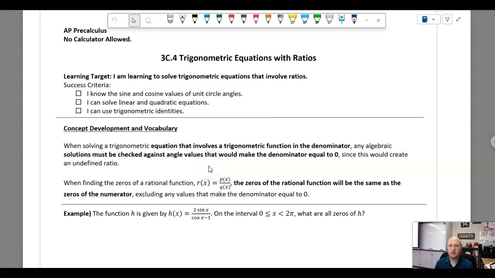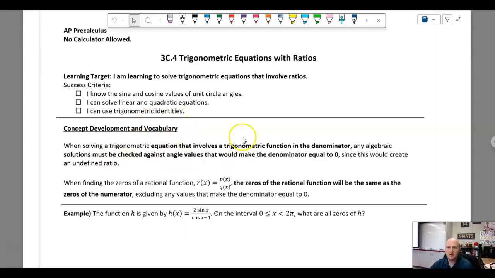We are going to solve some trigonometric equations that appear in ratios or rational expressions with trigonometric equations. So we're going to go ahead and look at some of those today. Again, you'll be successful if you know your unit circle values for sine and cosine, can solve linear and quadratic equations, and use potential trigonometric identities.